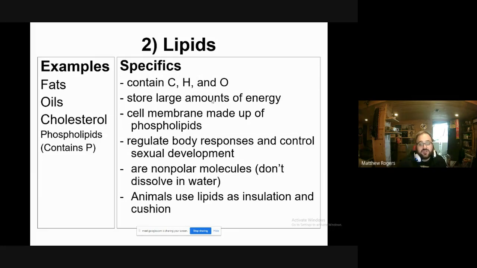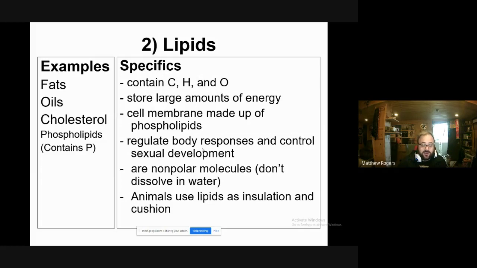And that's important, especially for the hormones right above. We don't want to put a hormone into our blood and have it just dissolve into little bits and pieces. No, we want it to stay intact so it can go to the cell it needs to go to and tell that cell what to do. So the fact that they're nonpolar is super, super important. And then animals use lipids as insulation and cushion, and so you have a layer of fat all the way around your body.